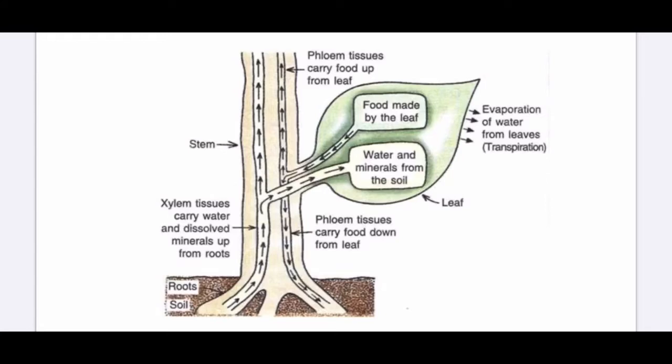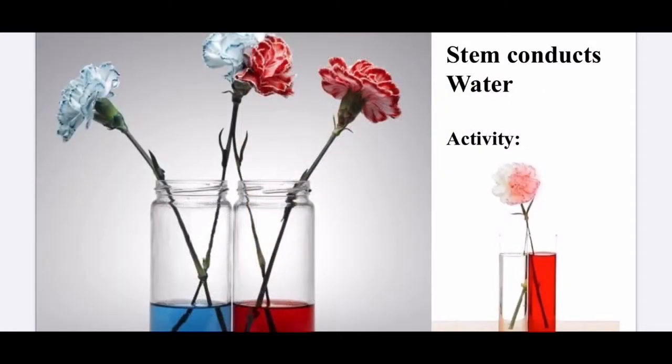When food is prepared by the process of photosynthesis, phloem carries the prepared food from leaves to the different parts of the plant. Now with the help of this activity, we will prove that stem helps in the conduction of water. In this slide, you can see two containers having different colored solutions. One of them has a red colored solution while the other has a blue colored solution.